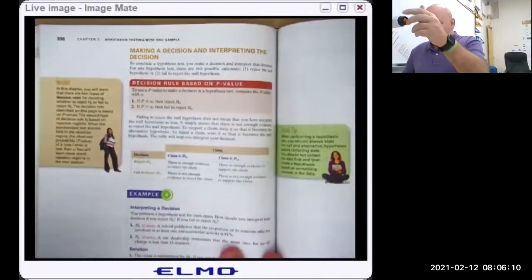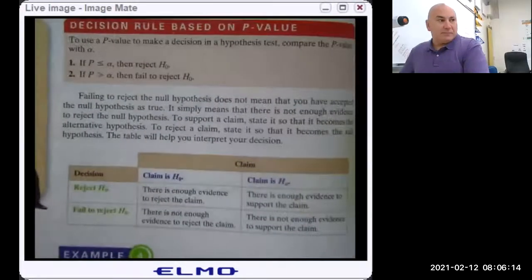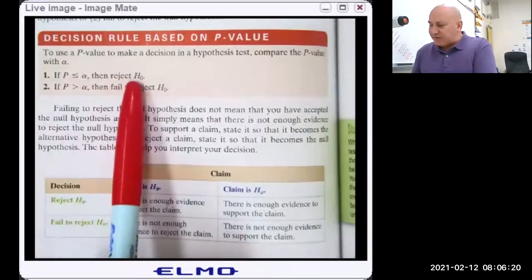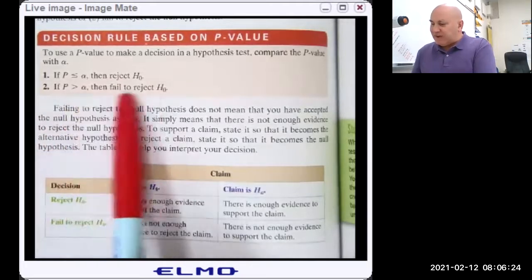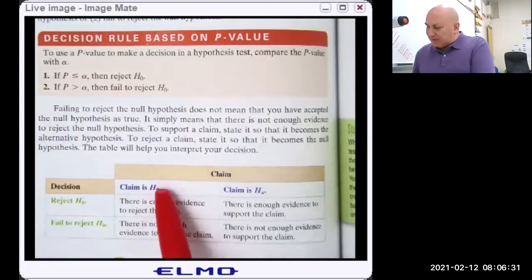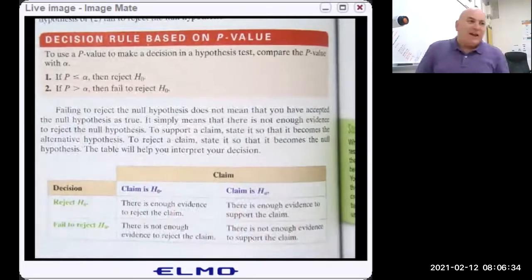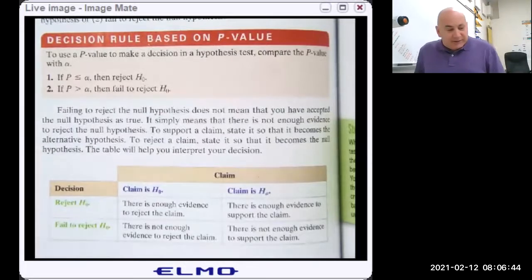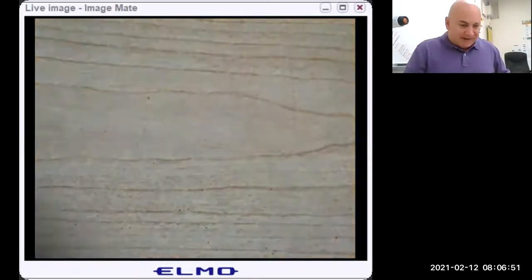So in our textbook, if P is less than or equal to alpha, reject the null. If P is greater than alpha, fail to reject the null. Again, if you're claiming the null hypothesis, now they're going with what's called the claim. In this book, they do things differently. They make a claim, and based on where the equal sign is, we're going to do things a little bit differently in the book, but don't worry, it will make sense to you.